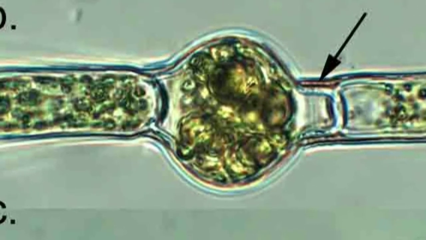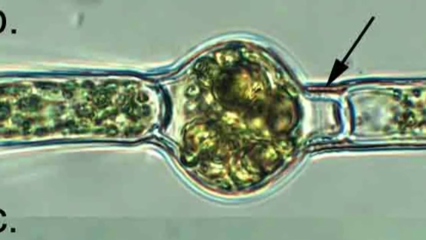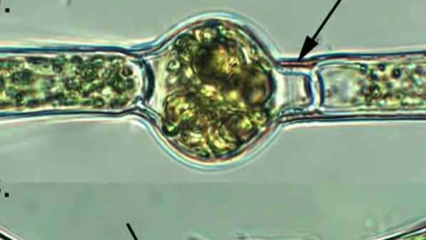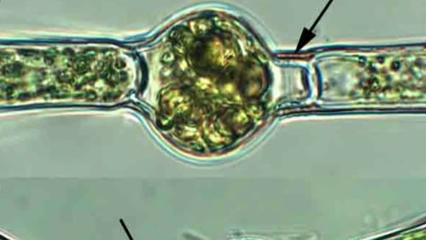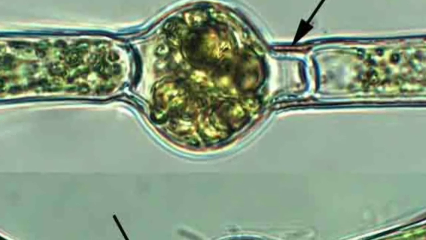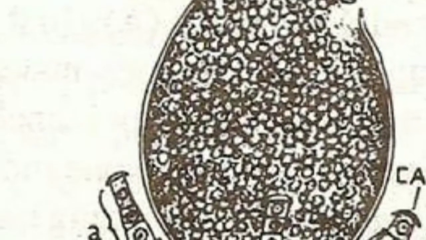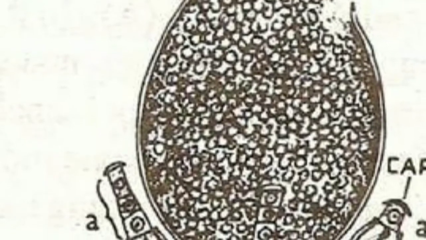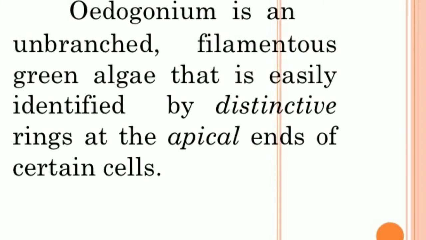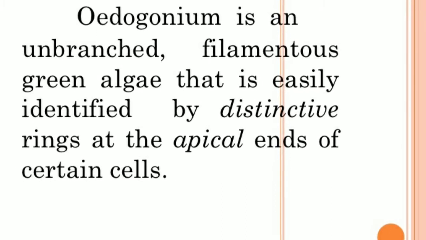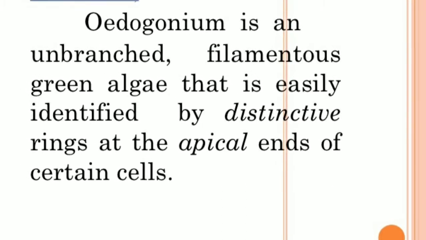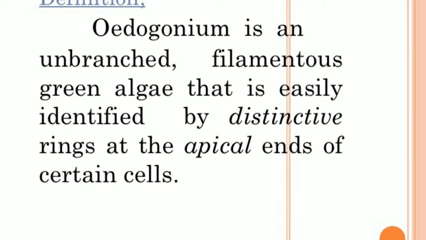Oedogonium nodulosum and Oedogonium fragile, where antheridia and oogonia are found on the same filament, are called macrandrous monoecious. While in other species like Oedogonium crassum and Oedogonium aquaticum, antheridia and oogonia are borne on different filaments, so they are known as macrandrous dioecious. Filaments bearing antheridia and oogonia are morphologically similar but differ in their physiology.